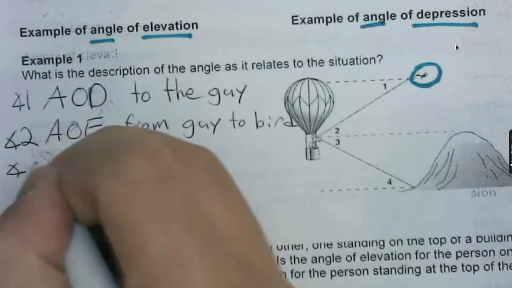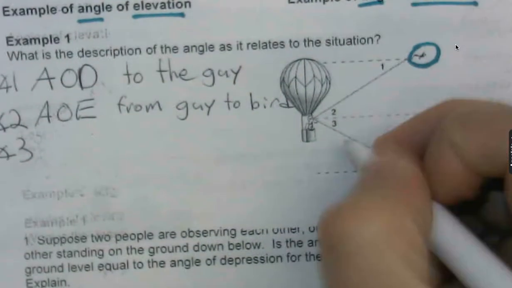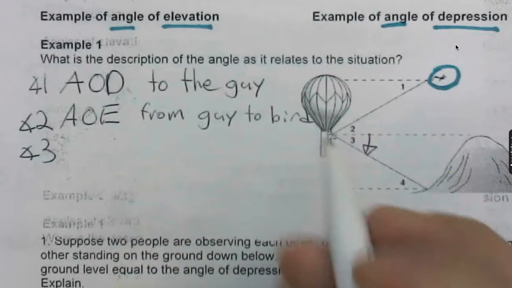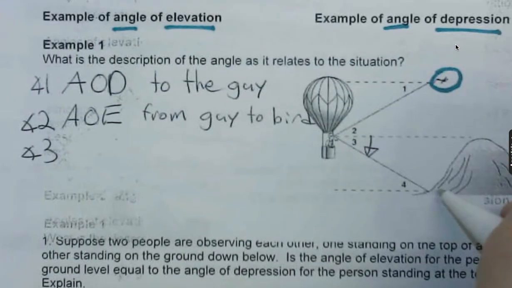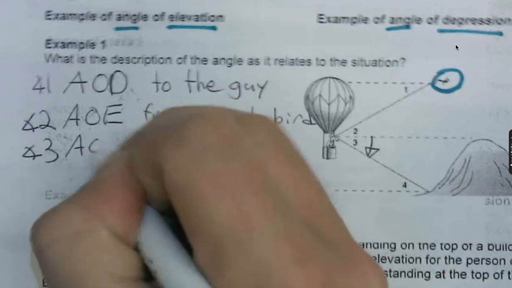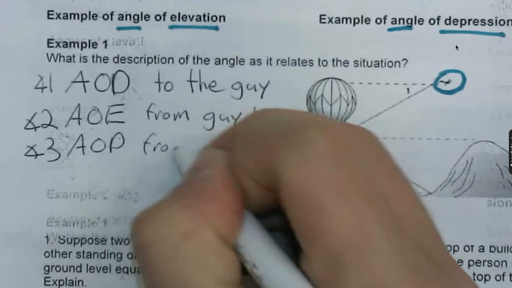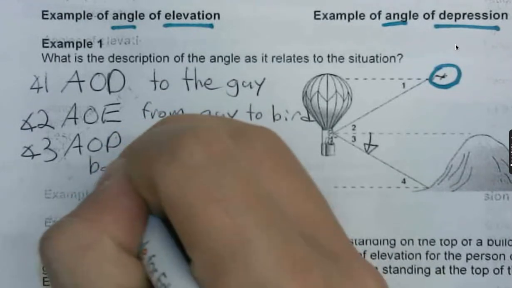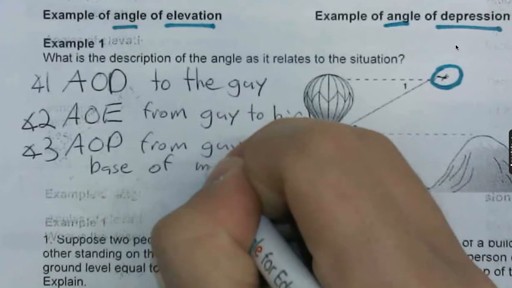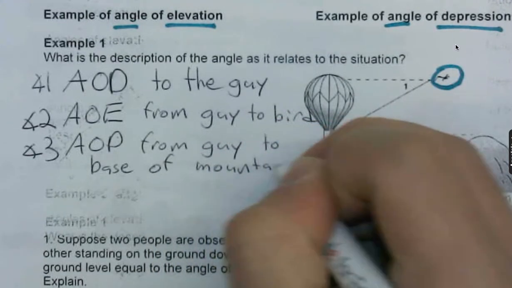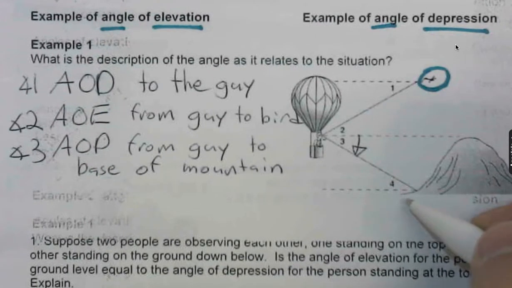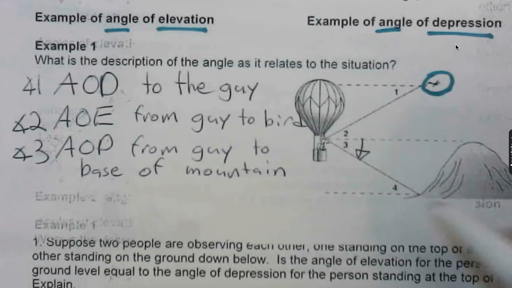For angle 3, this is from here to here. So this is the gentleman looking down at the base of the mountain. So we would say that's an angle of depression from the guy to the base of the mountain. And this is important because if we were just going to say, oh, it's the guy to the mountain, well, which part? Is it to the top? Or is it to the bottom? You'd want to say the bottom.